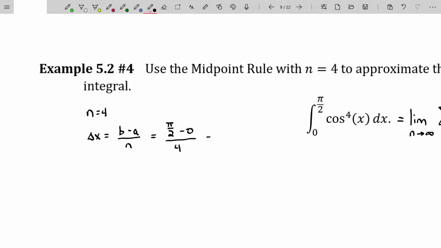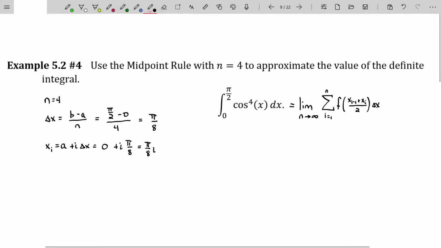Again, n is 4. So delta x is pi over 8. And then x sub i, you actually don't need to do this if you're only doing 4 steps, but I'm just going to go ahead and showcase this. x sub i is a plus i delta x, and that would be 0 plus i times delta x, which is pi over 8. So that's just pi over 8 times i. That would be our x sub i.